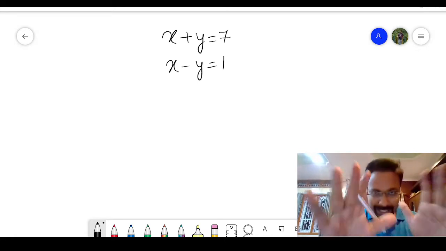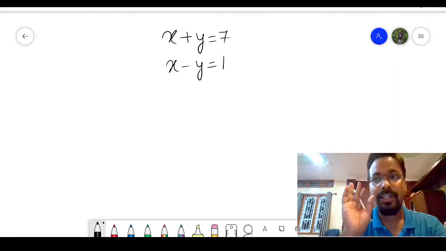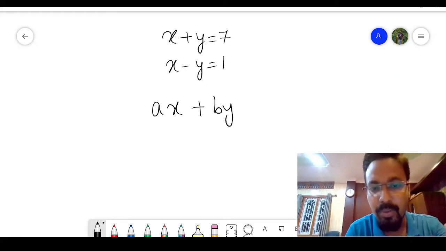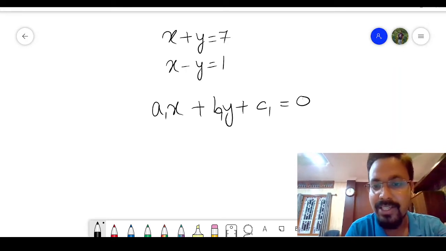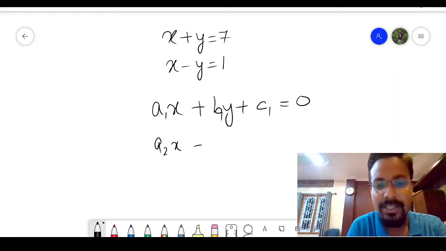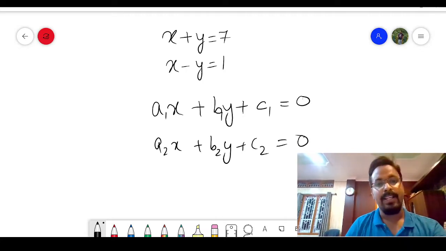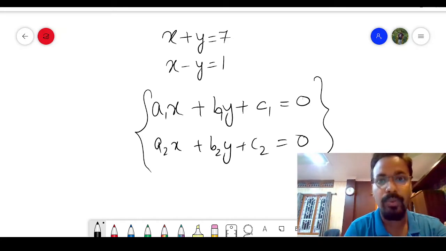Now in this, first we need to know what is the standard form of a linear pair of equations in 2 variables. So standard form, suppose for one equation in 2 variables, we have ax plus by plus c equal to 0. This is the standard form. Now since we have 2 equations, we will write a1x plus b1y plus c1 equal to 0 and a2x plus b2y plus c2 equal to 0. So these are the standard forms. Now we will compare this standard form with our given equations.